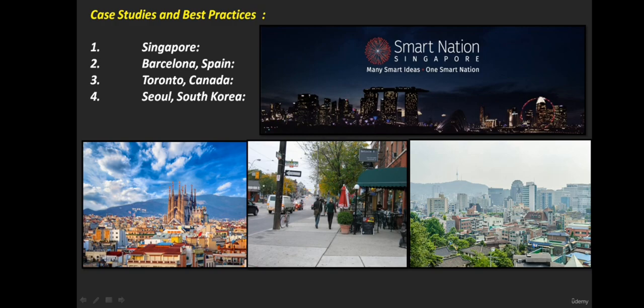The third will be Toronto, Canada. The Sidewalk Toronto project emphasized data privacy by establishing an independent data trust to manage and govern urban data, showing how to address privacy concerns effectively. The fourth country will be Seoul, South Korea.